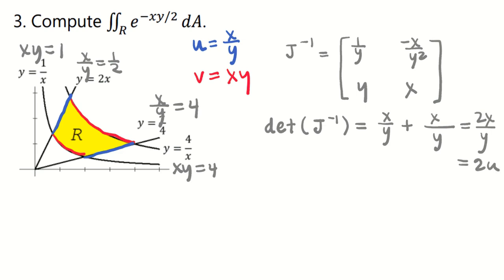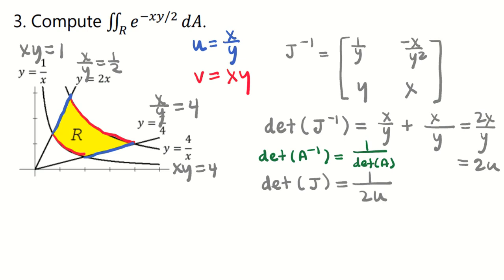But I'm not looking for the determinant of J inverse. I'm looking for the determinant of J. And so we're going to use this fact from linear algebra that the determinant of the inverse matrix is equal to 1 over the determinant of the original matrix. Or I guess I could write it as the determinant of A is 1 over the determinant of A inverse is what I'm really going to be using, but we know that the inverse of the inverse is the original. So we're going to say that the determinant of J is equal to 1 divided by 2u. And this is going to be much nicer than whatever we would have done.